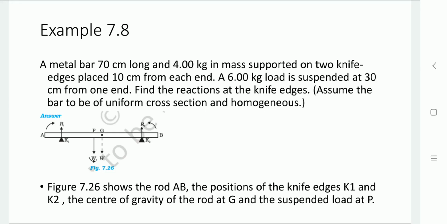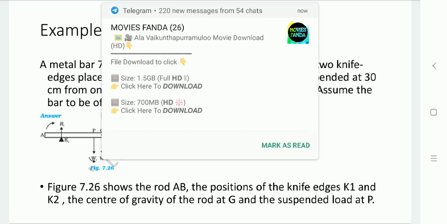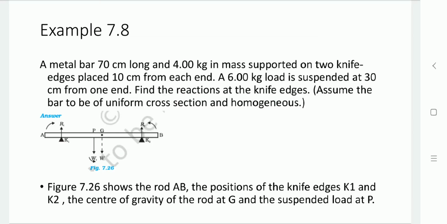AK1 and AK2 are 10 centimeter. So K1G and K2G are 25 centimeter. The weight of the rod is 4 kilogram and the weight of the suspended load is 6 kilogram. R1 and R2 are the reactions of the support at the knife edges. For translational equilibrium of the rod, R1 plus R2 minus W1 minus W equals 0. W1 and W are vertically downward, and R1 and R2 are vertically upward.